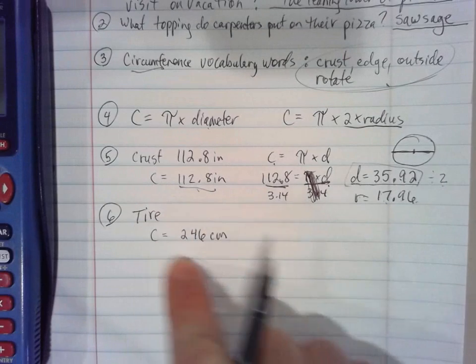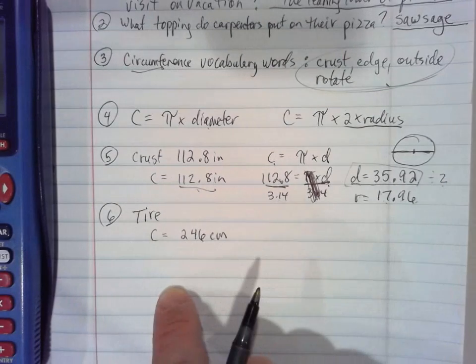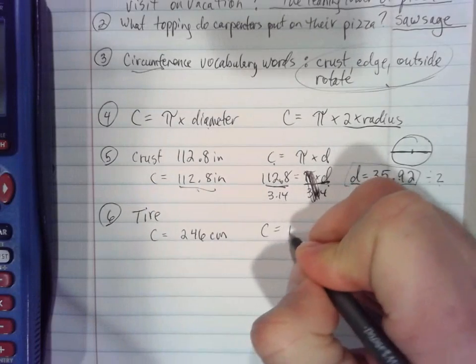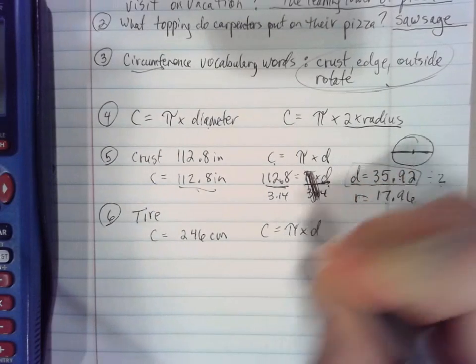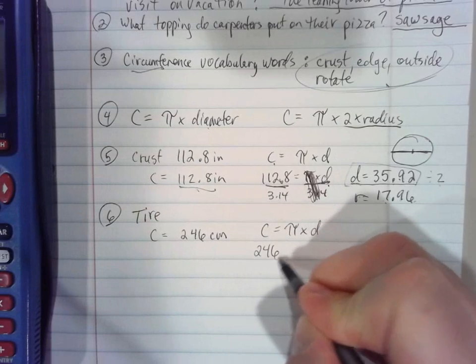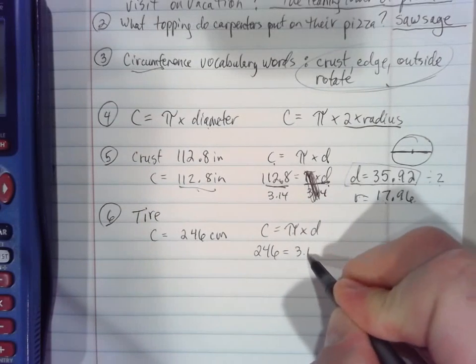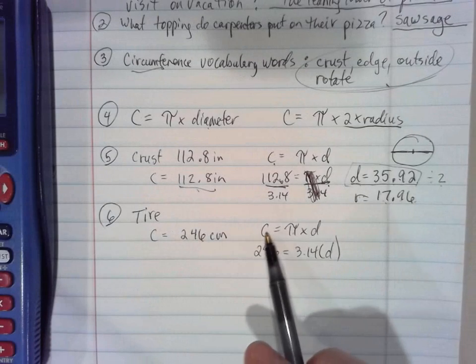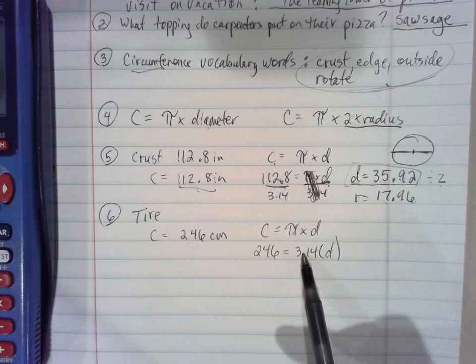Now again, that's all the way around the tire, 246 centimeters. That would be one time all the way around. So again, we're going to do, of course, pi times diameter. We know the circumference is 246. We know pi is 3.14. So I put the circumference in there for C.